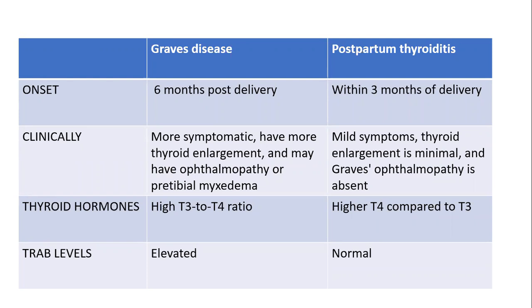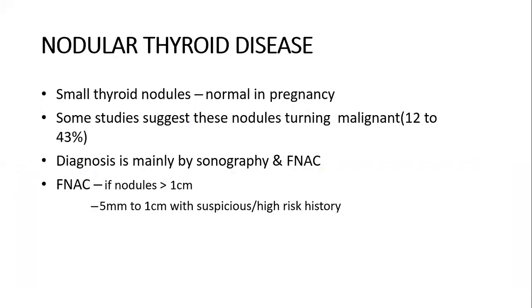Now for postpartum thyroiditis, usually the symptoms are mild. The enlargement of the thyroid gland is usually minimal, and Graves' ophthalmopathy is usually absent. For the hormones, Graves' disease usually has a high T3 to T4 ratio. But for postpartum thyroiditis, we have high T4 levels compared to T3. And for the thyrotropin receptor antibody levels, usually elevated in Graves' disease, but they are normal in postpartum thyroiditis. Why?